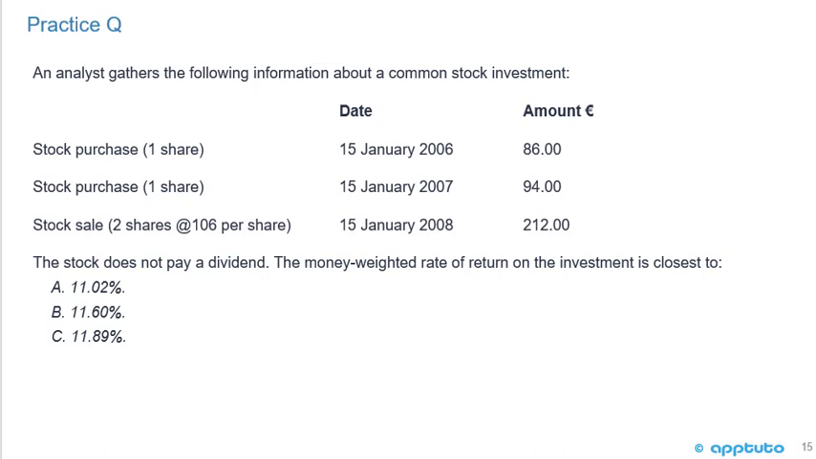Now, in that previous question, if you thought that that was a lot to calculate in 90 seconds, fear not, because here's another practice question that you'll see is a lot easier, but it's still testing the same LOS, which is the money-weighted rate of return.